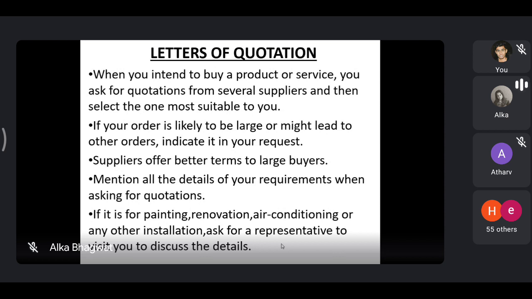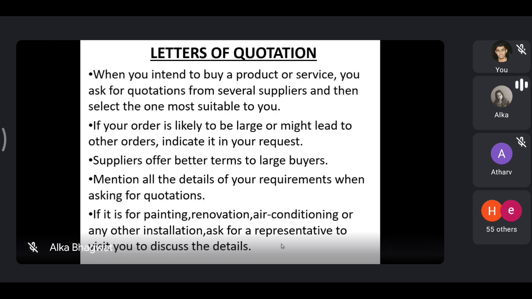So a letter of quotation is very necessary, because whenever we want to buy a product, that is when we have to write a letter of quotation. If your order is likely to be large or might lead to other orders, always indicate it in your request. Suppliers offer better terms to large buyers. Mention all the details of your requirements when asking for quotations. If it is for painting, renovation, air conditioning or any other installation, ask for a representative to visit you to discuss the details.